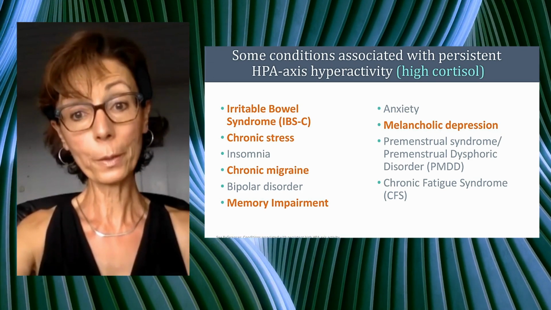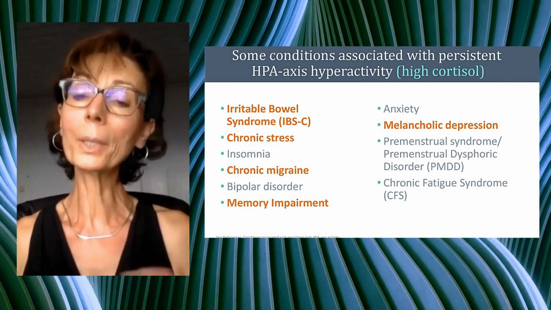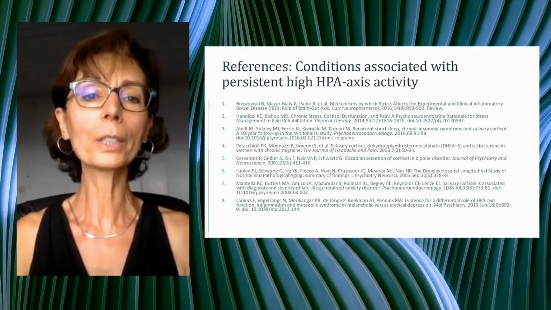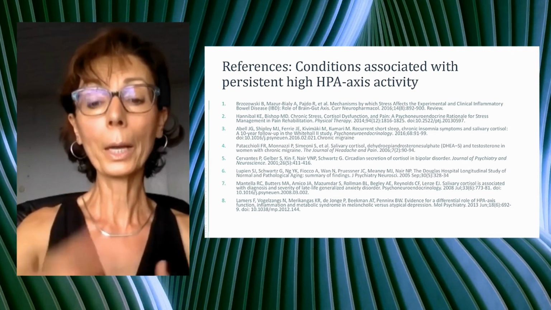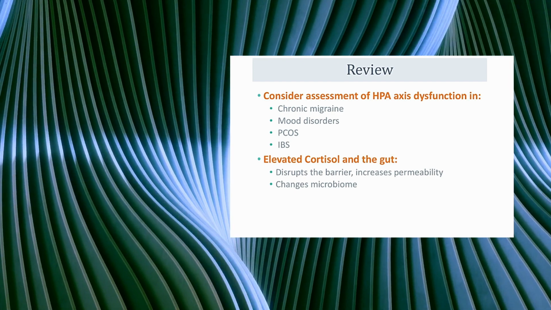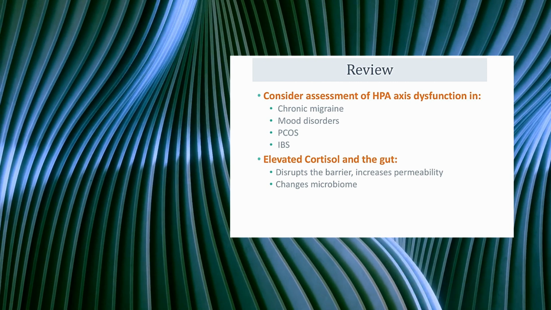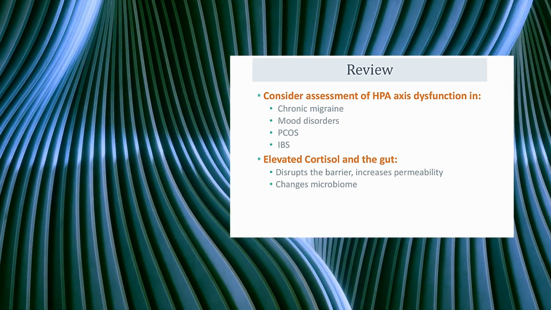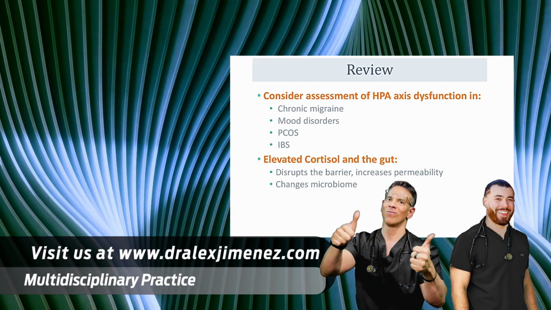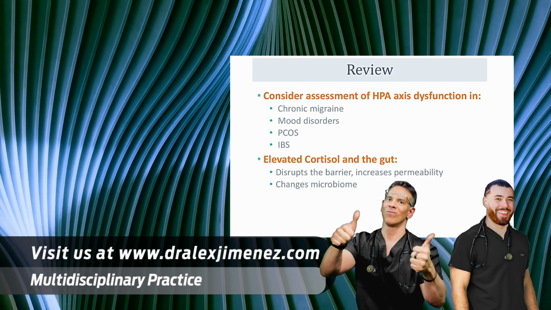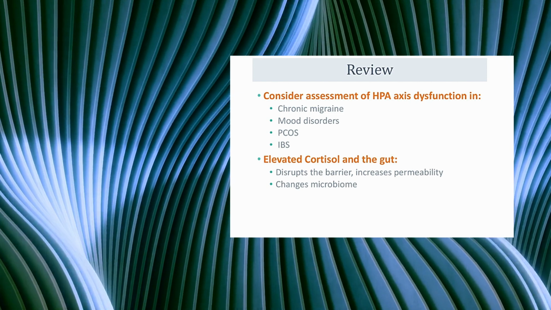And there's been quite a bit of work on this. Gold and Kraus are some of the investigators that have been prominent in this field, but there are others, and I have a list here for your reference of some of the other conditions that have been associated with high HP axis activity or hypercortisolemia. So just to go through a little bit of a review, you're going to consider HP axis dysfunction in quite a few of the diagnoses that patients will present to you. Think of them in chronic migraine, as well as your mood disorders and PCOS, for instance, as well as your irritable bowel syndrome, as I just mentioned.